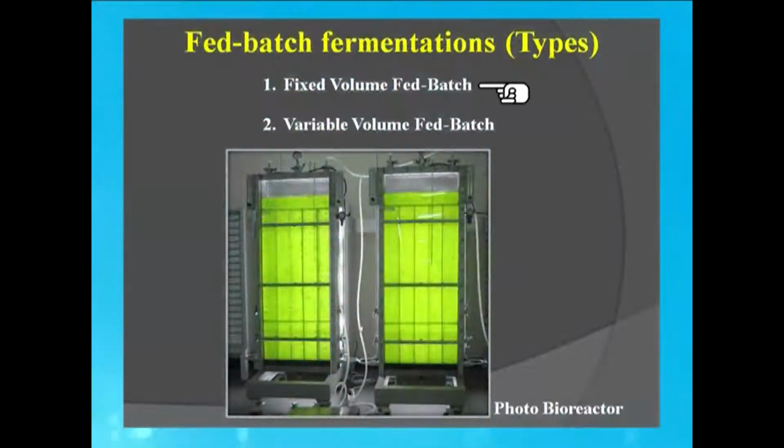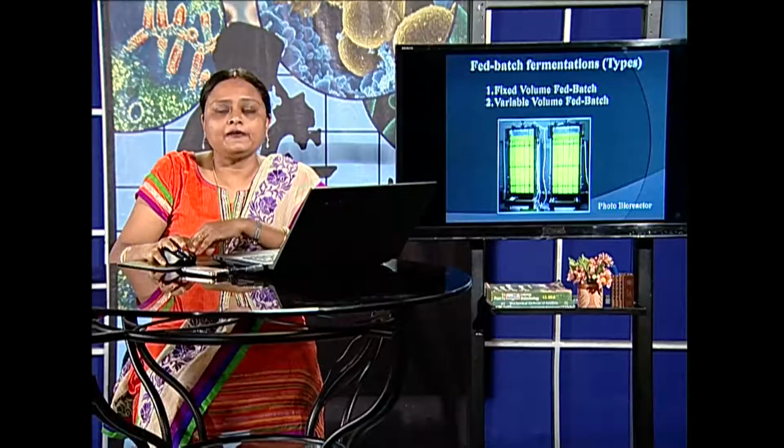The first is a fixed volume fed batch. The second is a variable volume fed batch. Why do these volume changes occur anyway in fed batch? Obviously, we have to understand that if we are adding some amount of nutrients and not taking out anything, then the reactor volume will increase.